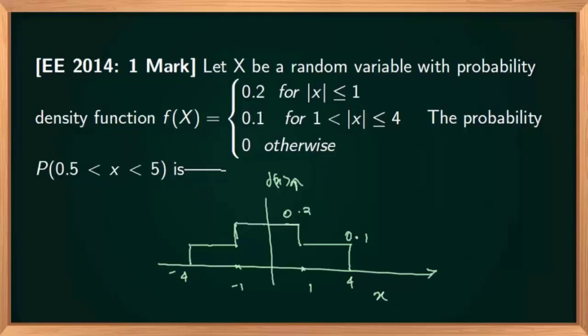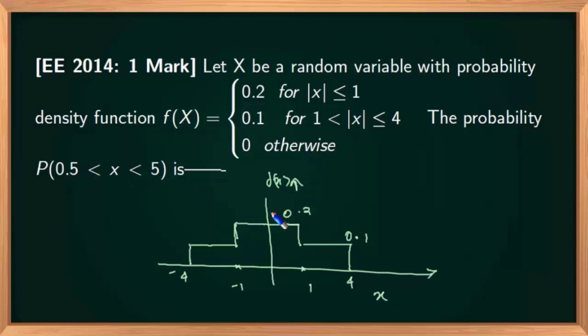Let x be a random variable with probability density function f of x equal to 0.2 for mod of x less than or equal to 1, 0.1 for mod of x lying between 1 and 4, and 0 otherwise. So you need to find the probability P of x lying between 0.5 and 5.